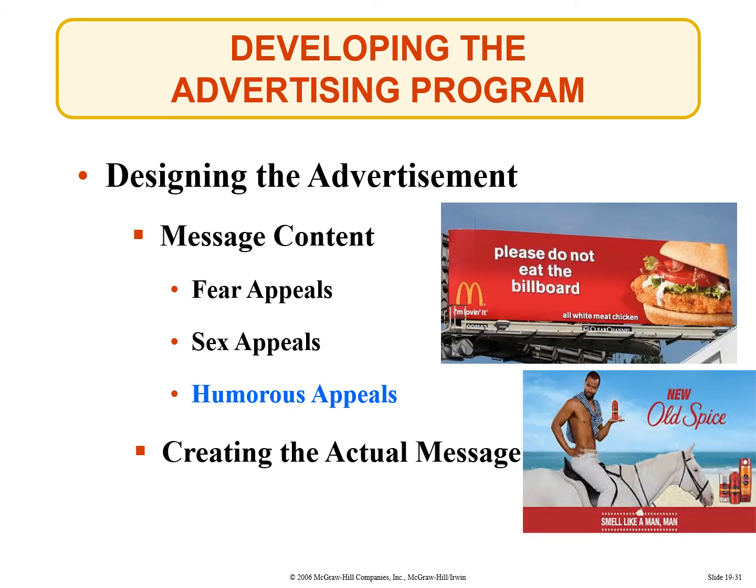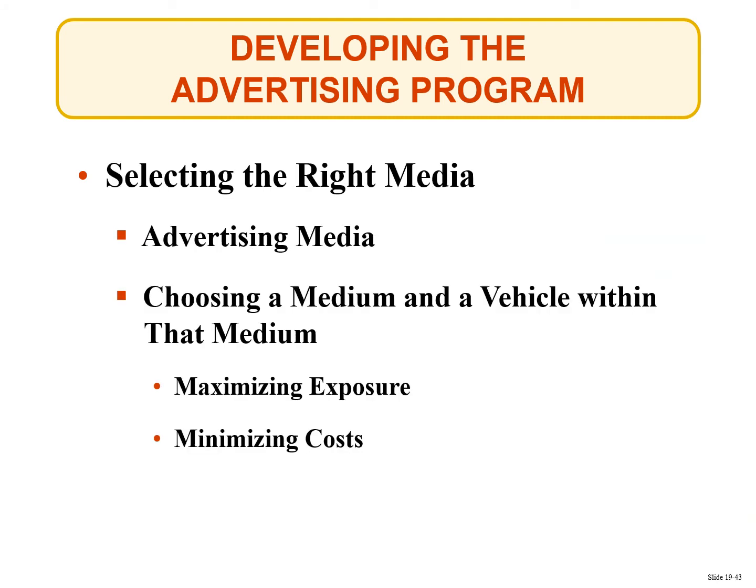And then another type of content is when we use humorous appeals. "Please do not eat the billboard," or the new Old Spice. All of these put some kind of humor in the advertisement. Once you have decided on the content, you can create the actual message. Once you have designed the advertisement, the next step is selecting the right media. We have different kinds of media available, and we have to decide which medium to choose. So you decide on a medium and a vehicle within that medium.